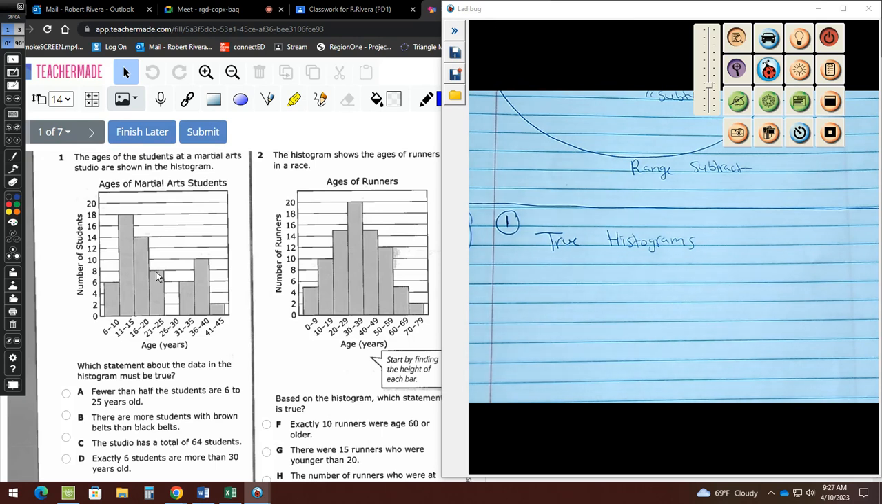Between 26 and 30, do we have any kids in martial arts? No. Between 31 and 35, do we have any kids in martial arts? How many? 6. Between 36 and 40, do we have any kids in martial arts? Yes. Between 41 and 45? 2. Now, is this considered symmetrical data? No. Symmetrical data would be like this one over here, that if I cut it in half and I fold it, they'll match.